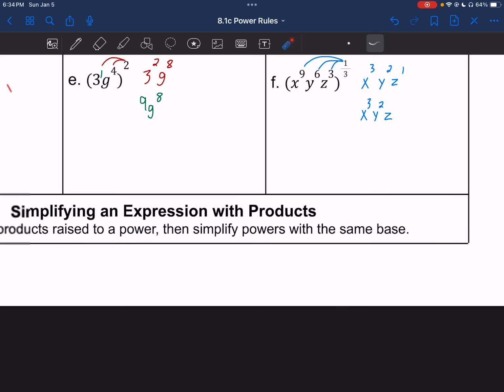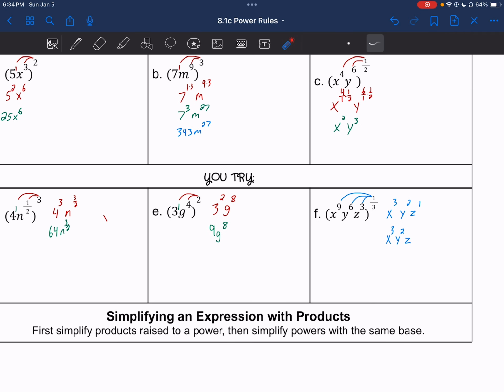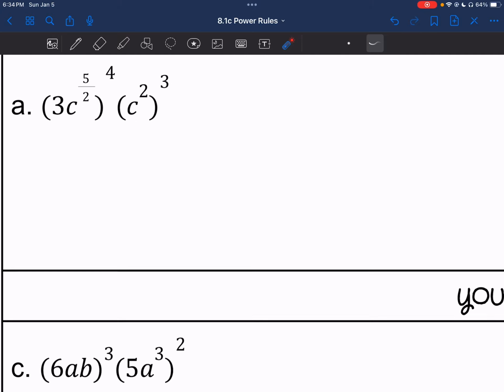All right, so next up, we're going to simplify expressions with products. So you first simplify products raised to a power, and then you simplify powers that have the same base. All right, so that's going to carry us on to the next page here, where we have got letter A. And so we've got two sets of parentheses, both that have exponents on them. So we're going to be distributing those to what they are attached to.